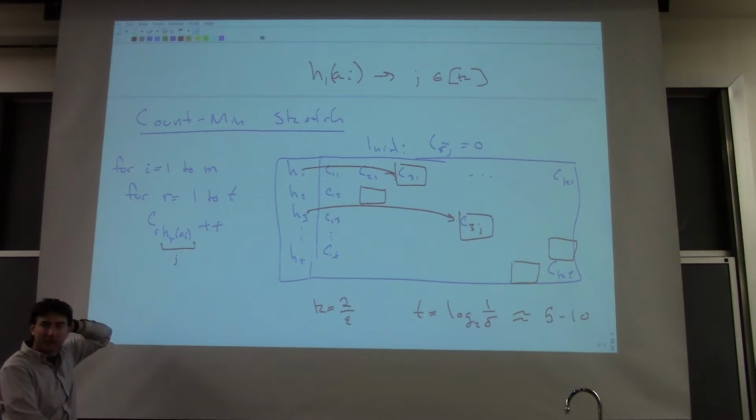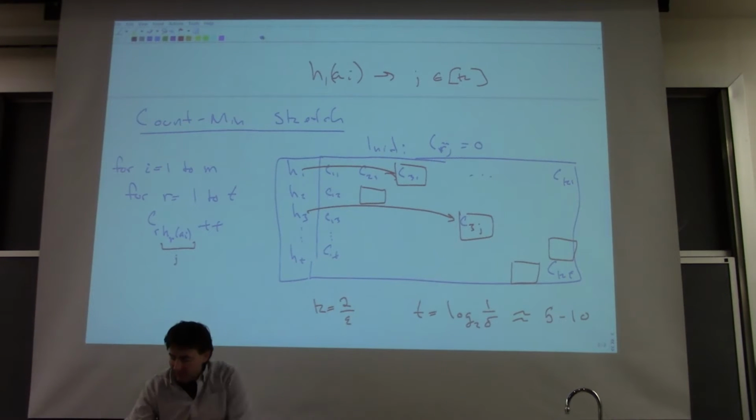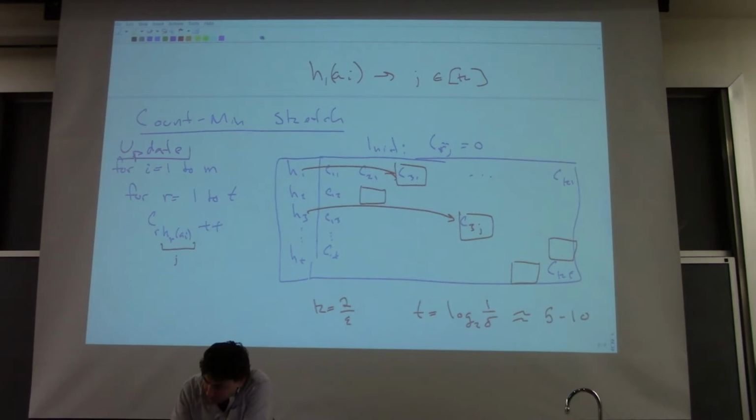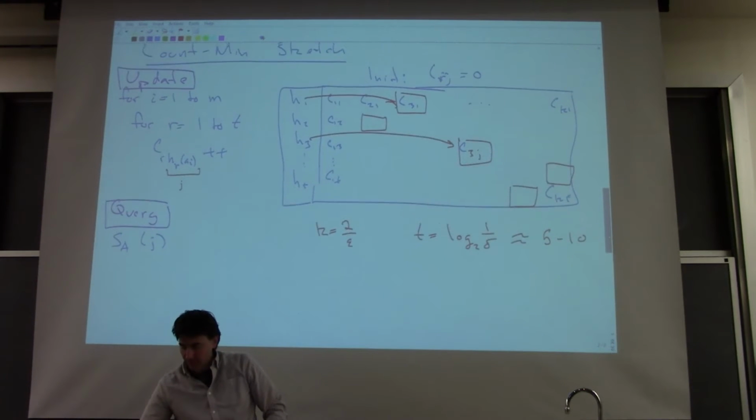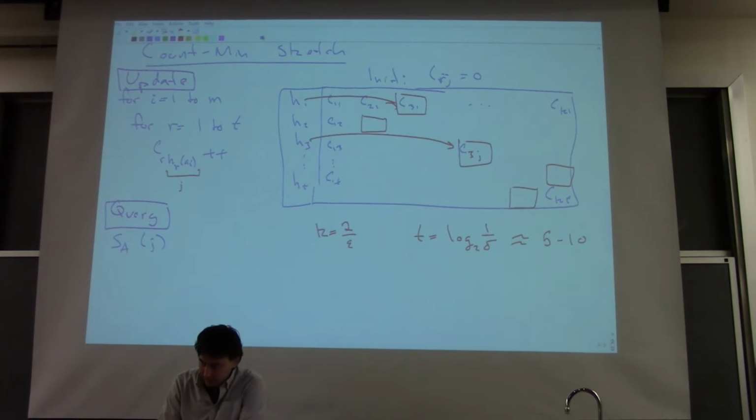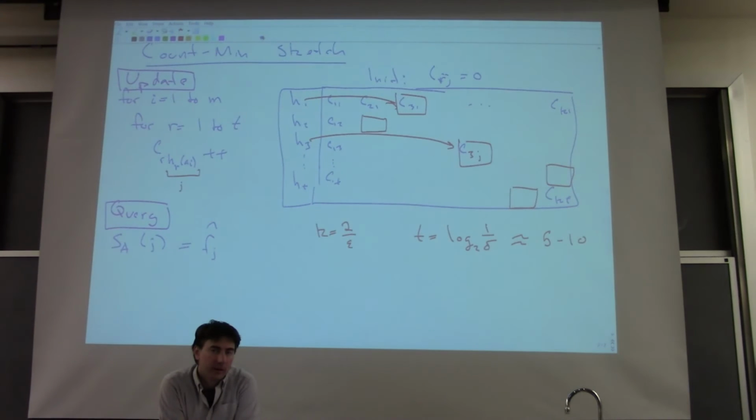This is how you do the updates. I still haven't told you how to do the query, right? So this is how I do the update. How do I do a query, right? And by query, I mean if I have my data structure S of A and I ask for the value J. How do I get this F hat J? How do I return this?